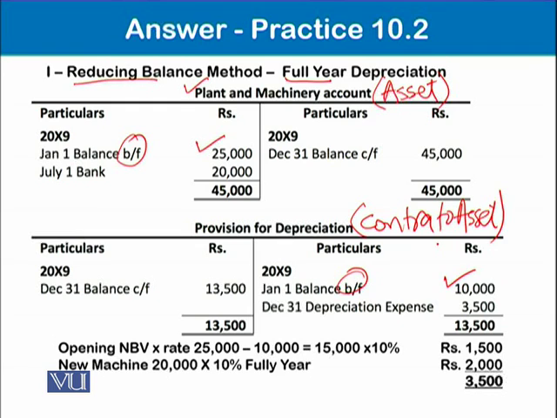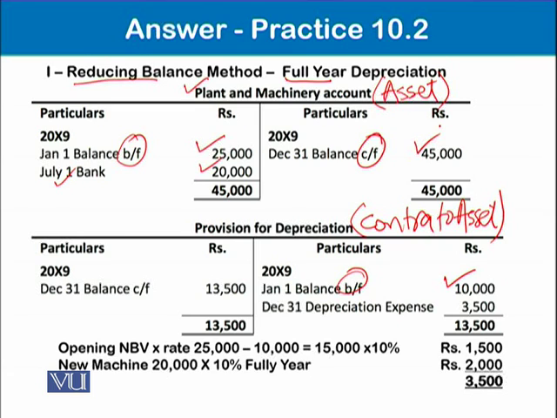Got it? Well, so contra to asset means its opening balance will be put in the credit side, and asset, its opening balance will be put in the debit side. Then on July 1, we purchased one more asset in the debit side, and our carry forward balance is 45,000 in the credit side.